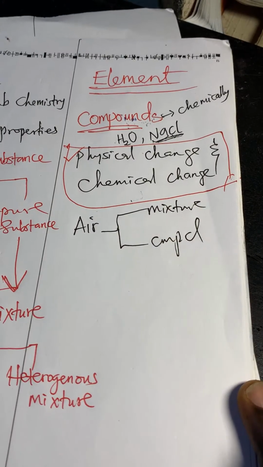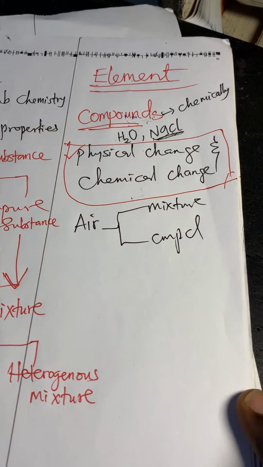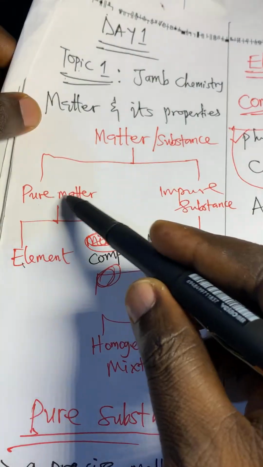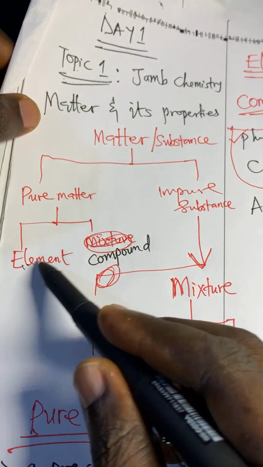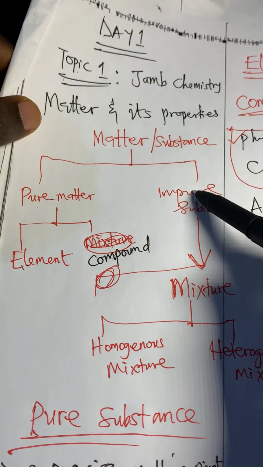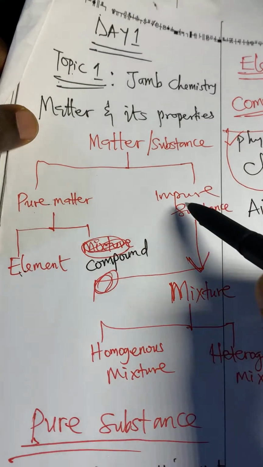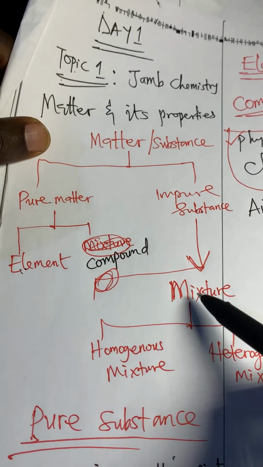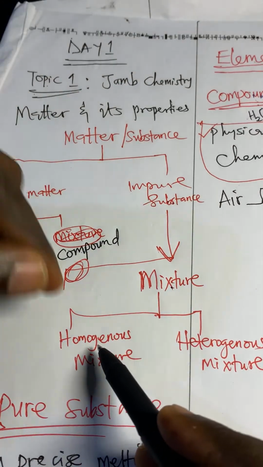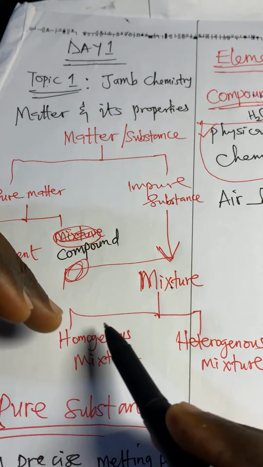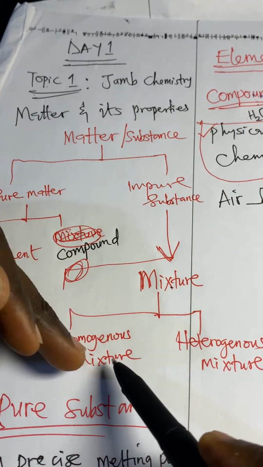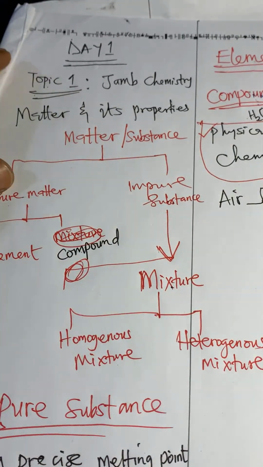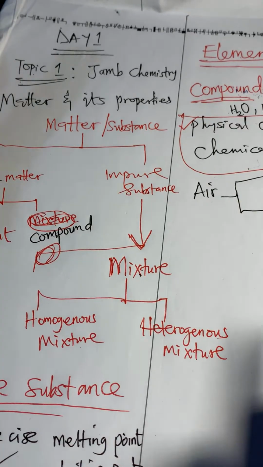Let's just go to the next line of action. We're done with, you can see my table, the chart. I told you pure matter or pure substance are your what? Element and compound. Now we're going to impure. Air is a mixture. Thank you very much. Now, impure substance is simply the mixture. The mixture is now split into homogeneous, meaning the constituents are of uniform formation, same constituent throughout, and heterogeneous, different constituent throughout.